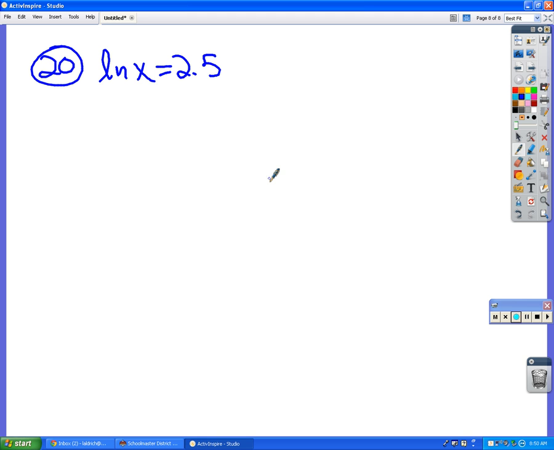All right, how do I get rid of the natural log? E both sides. What happens to the e in the natural log? Cancel out. So x equals e to the 2.5, and really you could just leave it like that, or you can ask your calculator what that is. 2.5 is the next one, right? Yep, 12.18. And again, you can check it. Natural log of 12.18 is 2.5, hopefully. Yep.